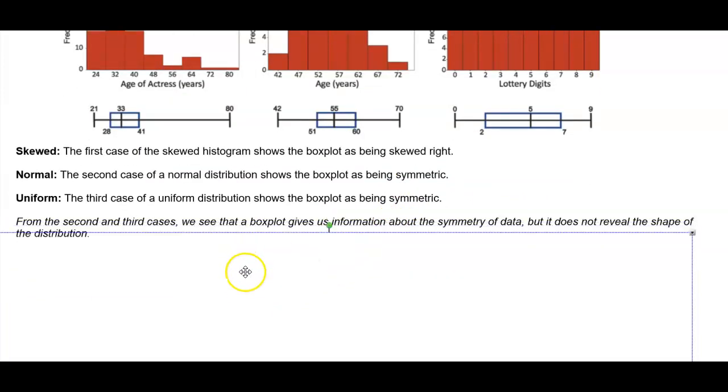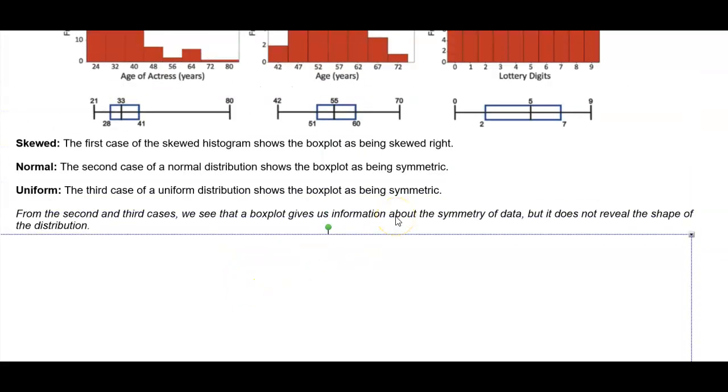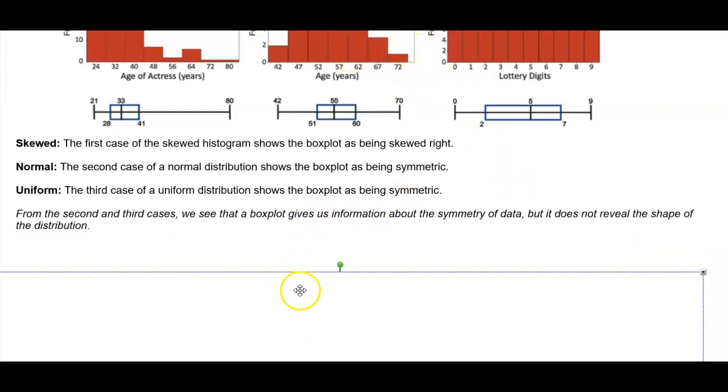Now, from the second and third cases, we see that the box plot gives us information about the symmetry of data, but it does not reveal the shape of the distribution, because the second one is a normal distribution, and the third one is a uniform distribution.